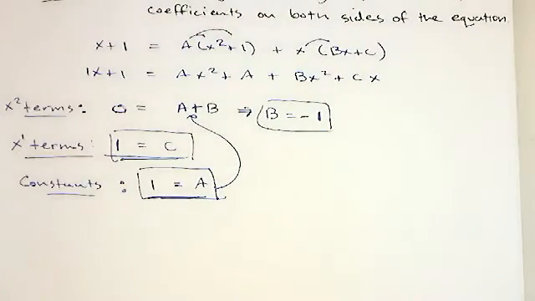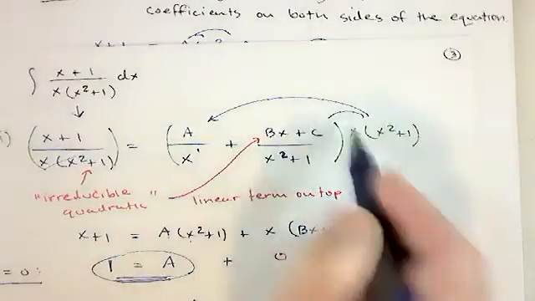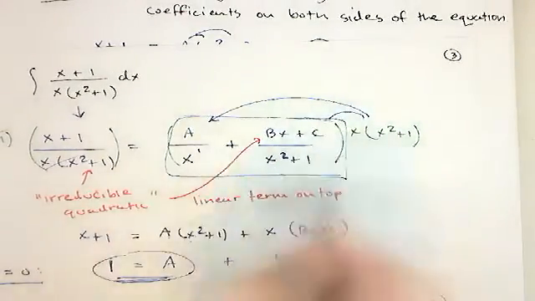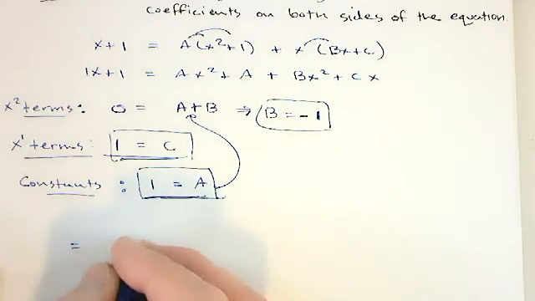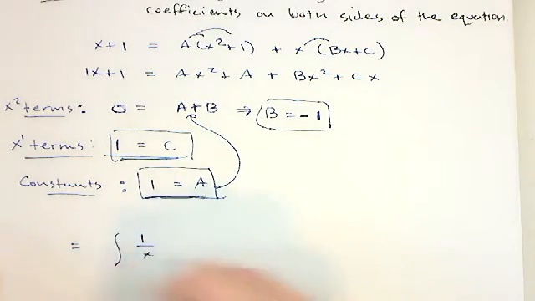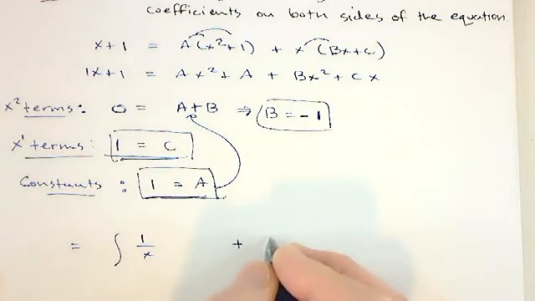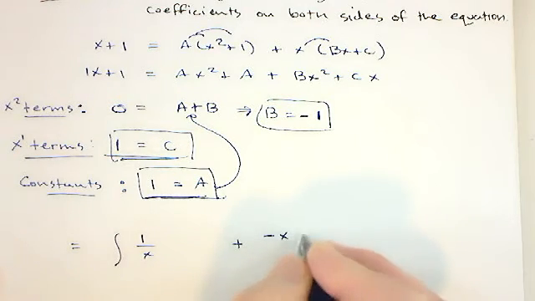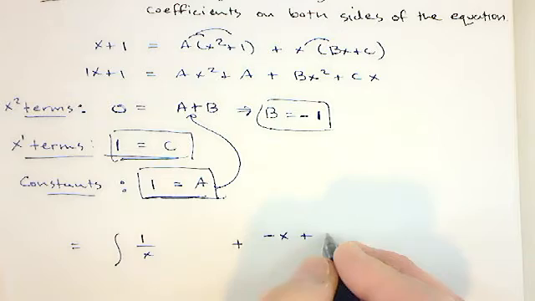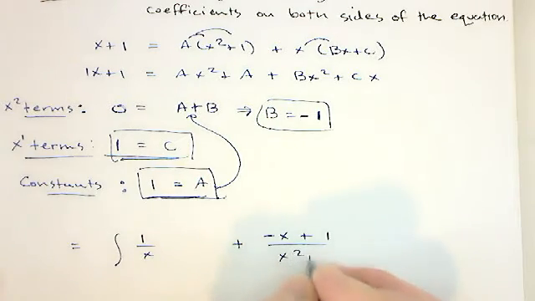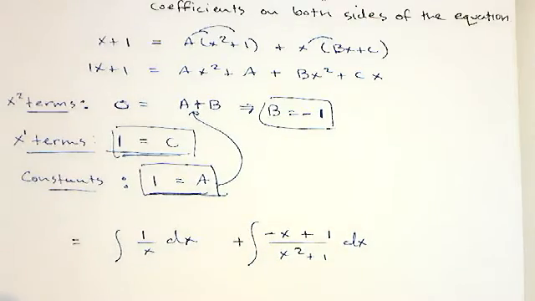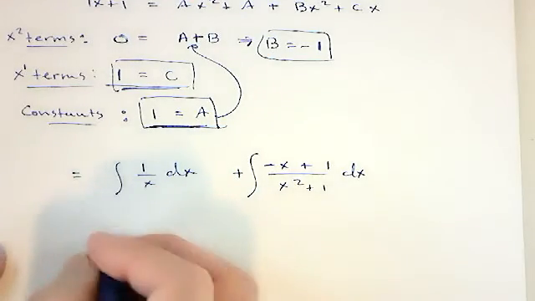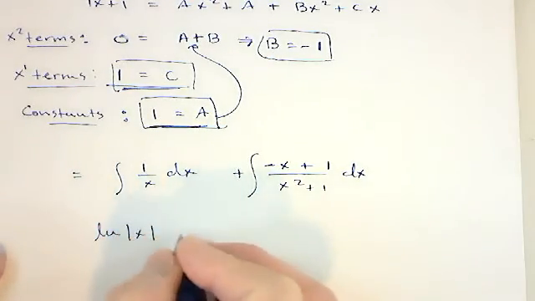Okay, let's finish this off. So remember, way back when, we're going to be putting our a, b, and c back into these two integrals here. So we're going to be integrating a over x and then plus bx plus c. So it'd be negative x plus c was 1 over x squared plus 1. And I'd probably do these as two separate integrals because this one's really easy. That's ln of absolute value of x.